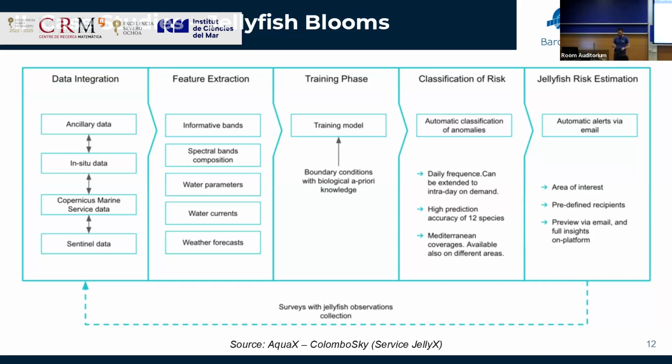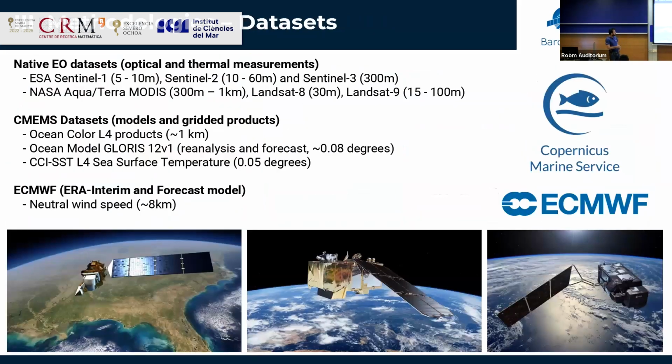So, for instance, some of the data sets that we plan to use from the Copernicus Marine Environmental Monitoring Service are providing forecasts. So once we have the trained model, we can use the forecast information to really anticipate what is going to happen.